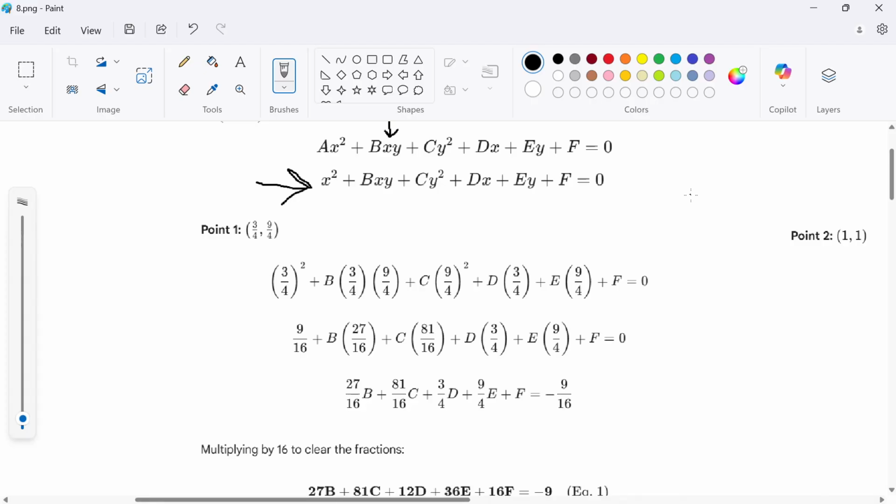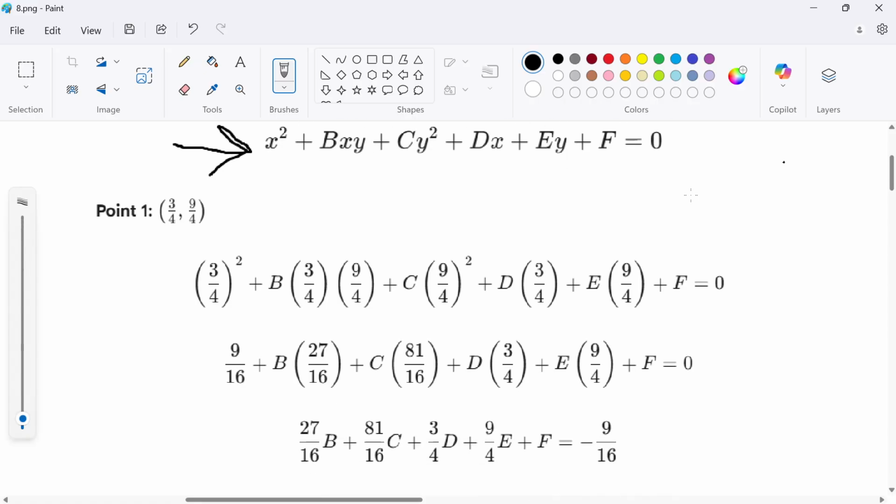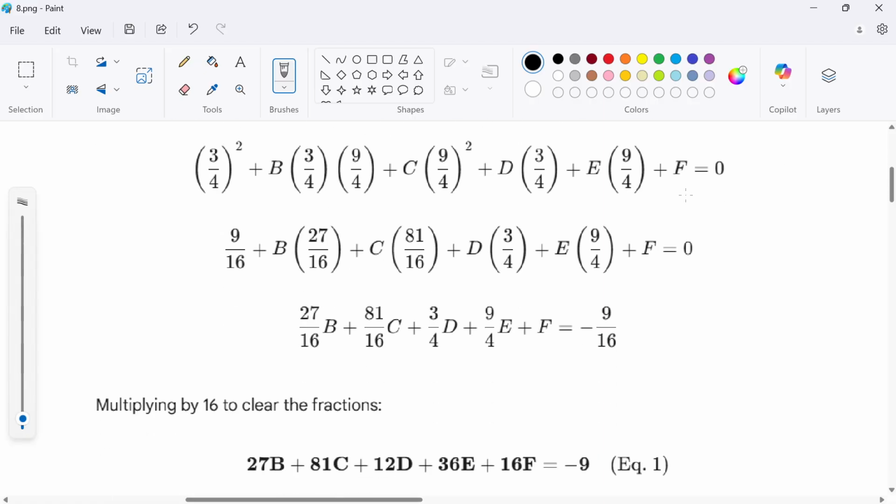So here's the first point, 3/4, 9/4. Remember, it's x squared, 3/4 squared, plus xy times b, so 3/4 times 9/4 times b, plus y squared times c, 9/4 squared, plus x times d, 3/4 times d, plus y times e, 9/4 times e, plus f equals 0. And then I do all those calculations, and I subtract 9/16 from both sides because I want this to be an equation with a solution on the right side.